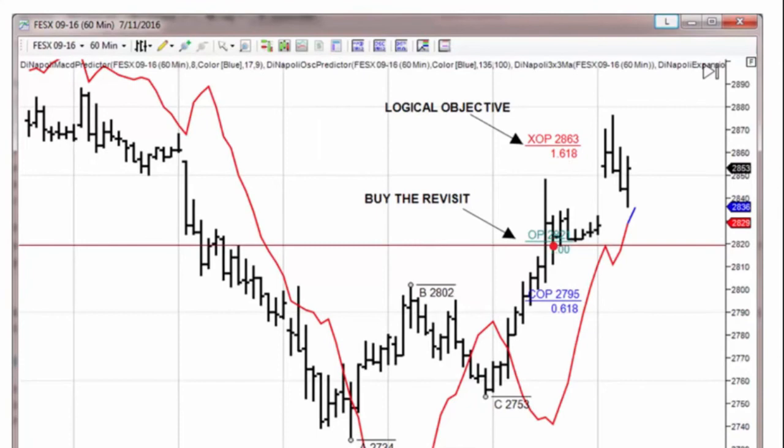So I got a fill around 28.19, I think was my fill if I remember correctly. Out at 62 the next day, that was on Monday, and a nice little trade. So that's just a swing trade. I carried the position over the weekend.